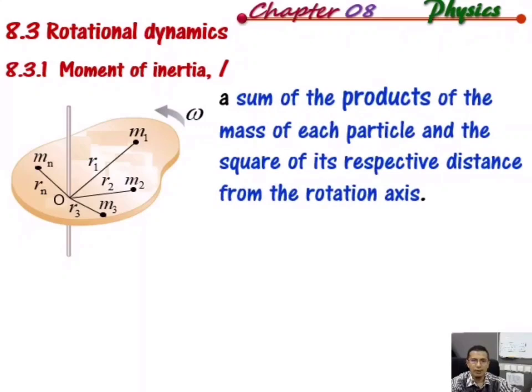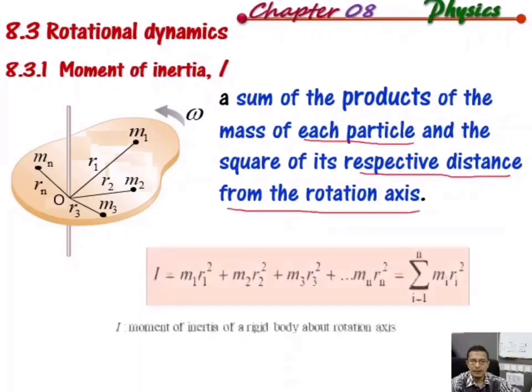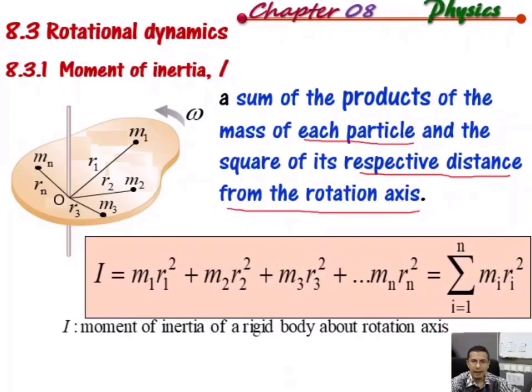And of course, this is the meaning of the moment of inertia, where the symbol is capital I. It is the sum of the products of the mass of each particle and the square of its respective distance from the rotational axis. Mathematically, we can write it as I equals the sum from i equals 1 to n particles of the product of m with r squared. This is the equation to define moment of inertia. If we want to calculate the moment of inertia, we can also apply this equation, which you are going to look at in the tutorial session.